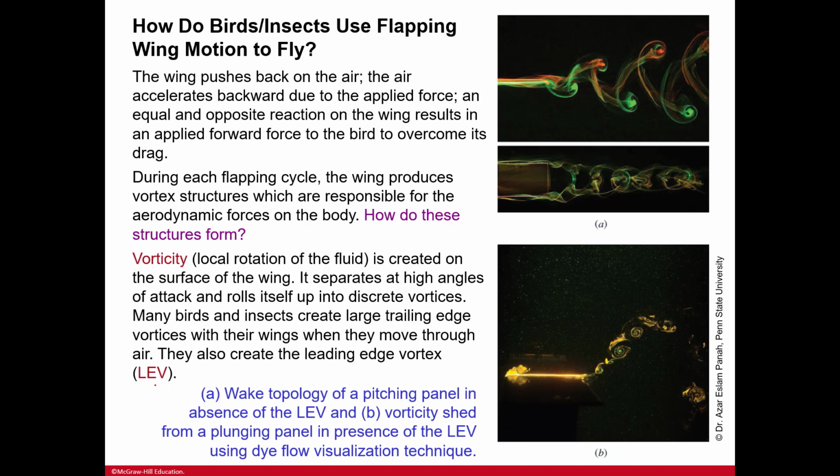And then we've talked a little bit about how birds and insects use flapping wing motion to fly. Here you can see the structures form, the vorticity. You can see these forming off of these alternating patterns, A and B. Vorticity is the local rotation of the fluid, and it's created on the surface of the wing. It separates at high angles of attack and rolls itself up into discrete vortices. Many birds and insects create large trailing edge vortices with their wings when they move through the air.